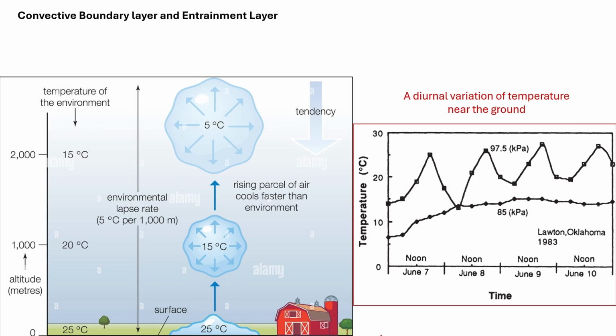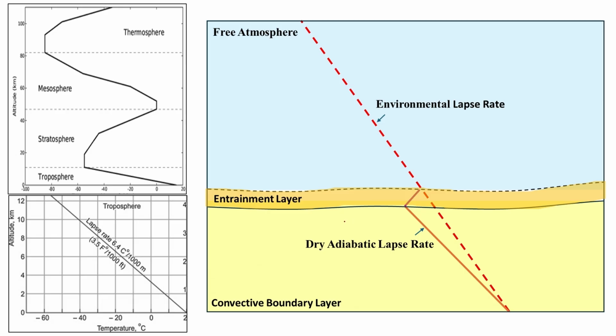Then within the convective layer, what happened? Due to the surface temperature, it heats the air particle, so it is rising. As it is rising, it cools down, so temperature within this air parcel is very less. So what happened? If there is no convective boundary layer, if it is only the free atmosphere within this troposphere, then the environmental lapse rate will follow these dashed lines, which is minus 6.5 degrees Celsius.